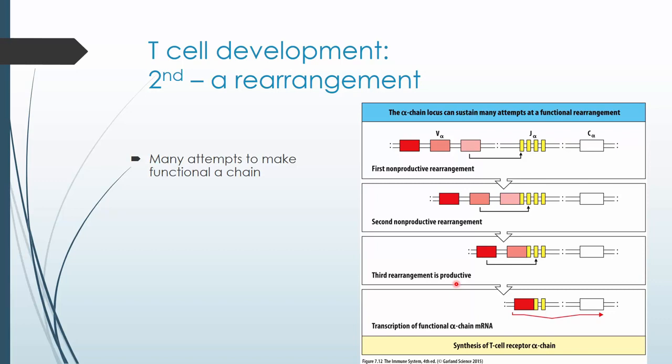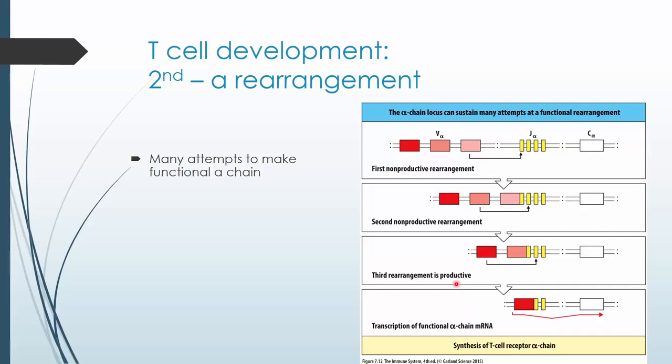If at either step, either the beta or the alpha chain fails to make a functional protein, the T cell will attempt to recombine those genes. If it can't, it will perform apoptosis. So T cells are controlled so that only those with functional T cell receptors move on to selection.